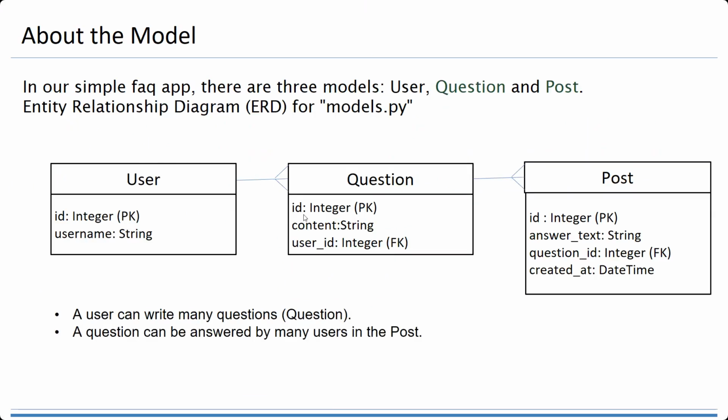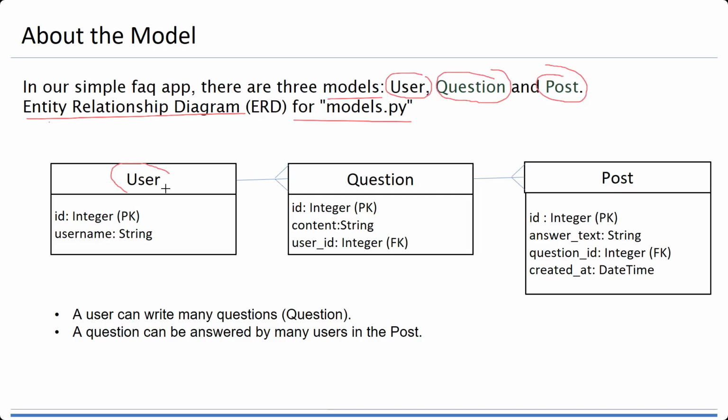Before we go into PyCharm, it is good to understand this model, because this is the ERD, the entity relationship diagram. Later on, we will create it in models.py. There are 3 tables, or sometimes we just call them models. The first table is user, the second is question, and the third is post.